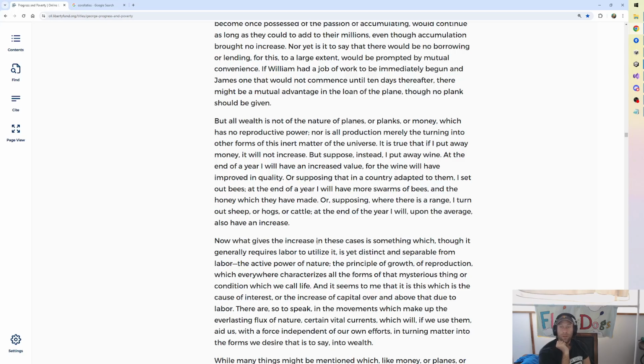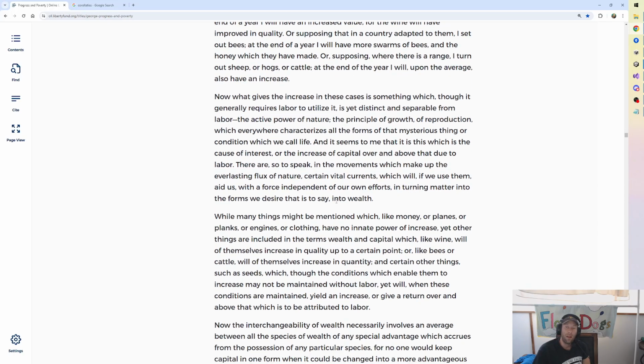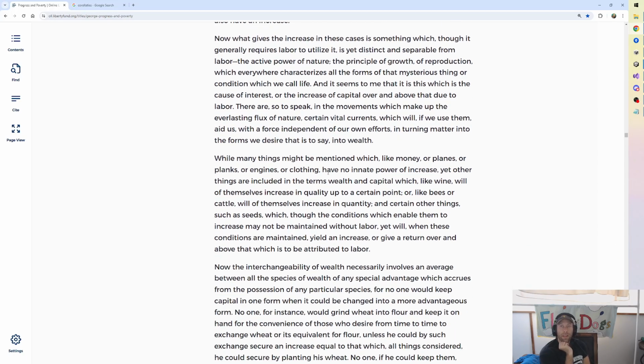Or supposing that in a country adapted to them I set out bees, at the end of a year I will have more swarms of bees and the honey which they have made. Or supposing there is a range, I turn out sheep or hogs or cattle, at the end of the year I will upon the average also have an increase of baby sheep or baby hogs or baby cattle. Now, what gives the increase in these cases is something which, though it generally requires labor to utilize it, is yet distinct and separable from labor.